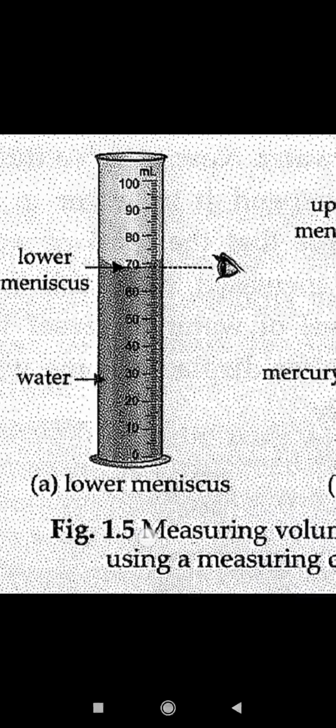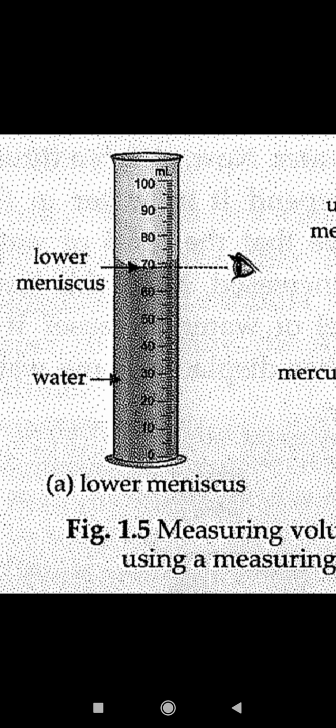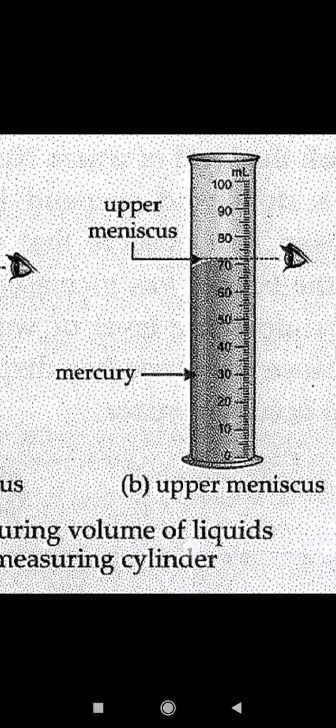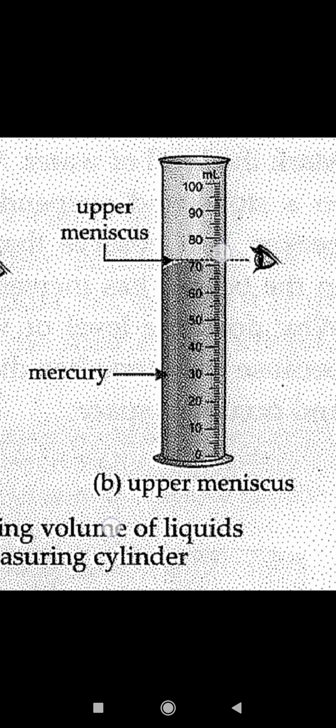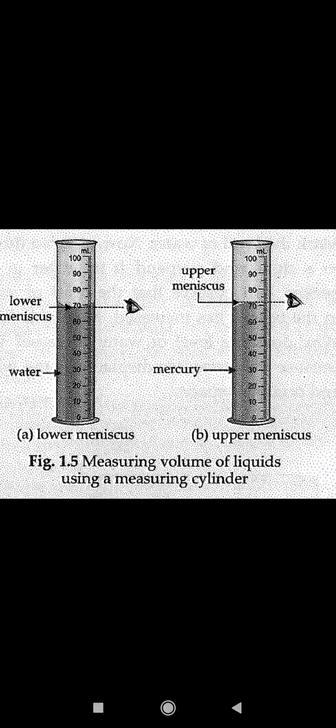In case of water, take reading from the lower meniscus. It is because the curve formed by water is bulged downward. In case of mercury, take reading from the upper meniscus. It is because the curve formed by mercury is bulged upward. This is how we measure the volume of a liquid using measuring cylinder.